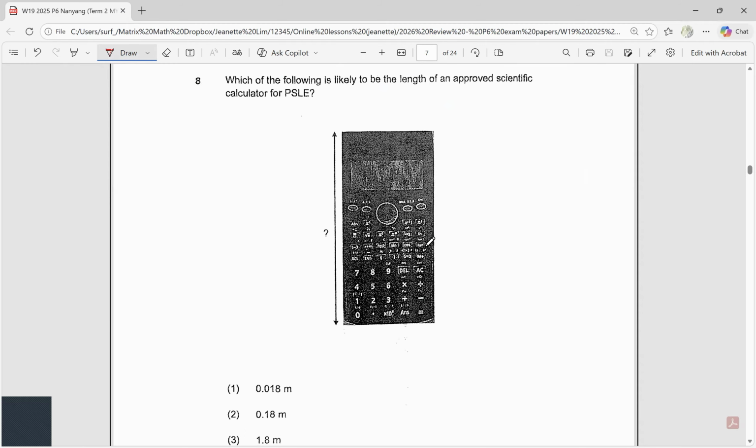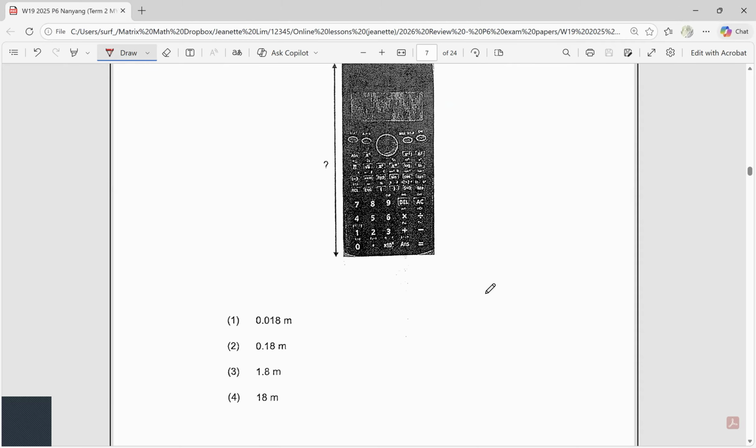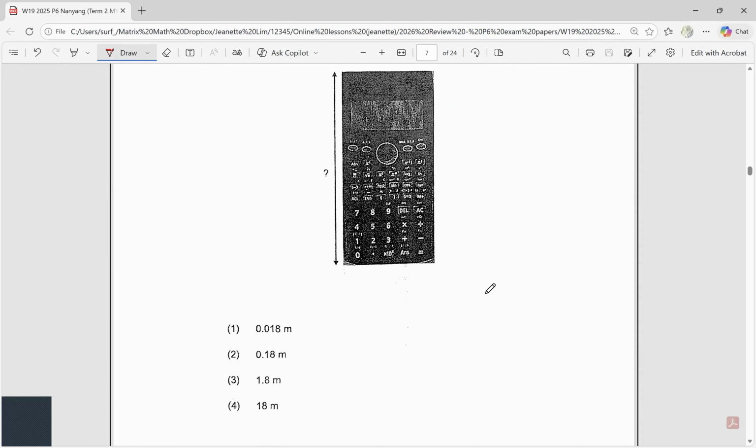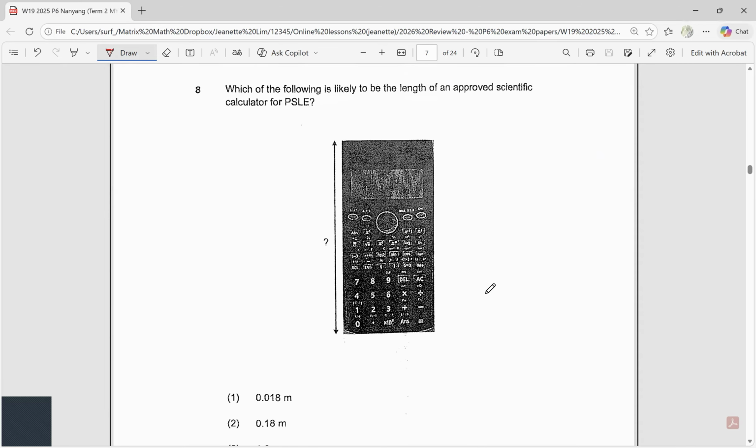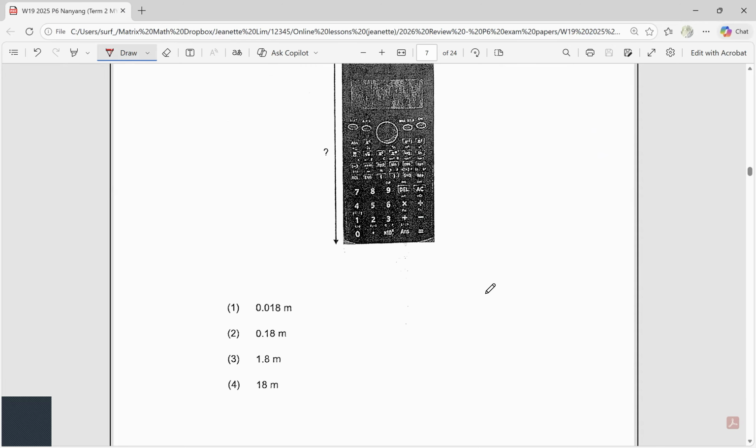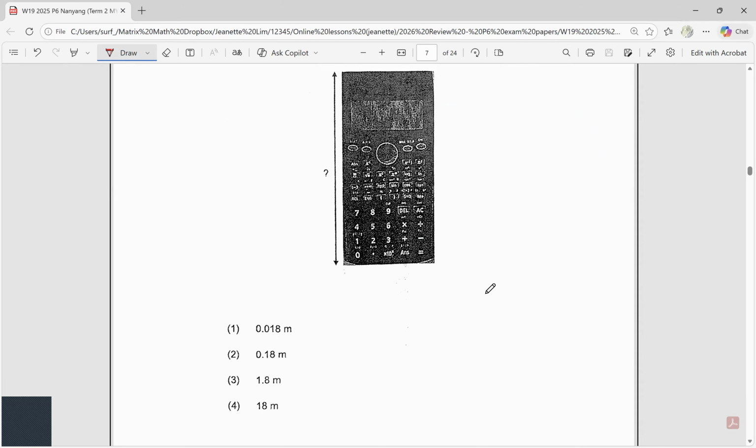Question 8. Which of the following is likely to be the length of an approved scientific calculator for PSLE? So we have 4 options. Which one is the most likely answer for this, the length of the calculator? Okay, take away those that are not possible. Let's change it to cm first.